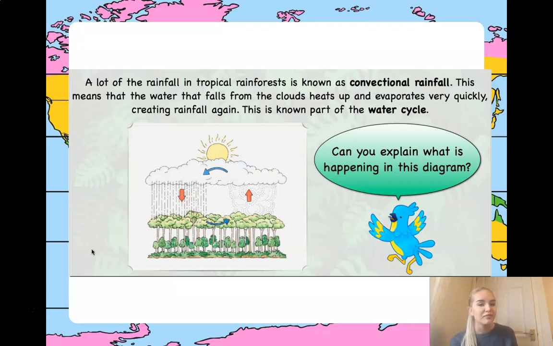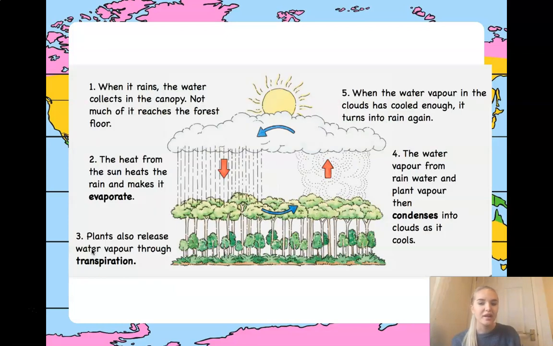Now, this theory of convectional rainfall is shown in the diagram below. Can you pause the video and have a think? Can you explain what's happening in this diagram, and then we'll go through it together? So pause the video and have a think, please. Okay, so this diagram is showing the water cycle.